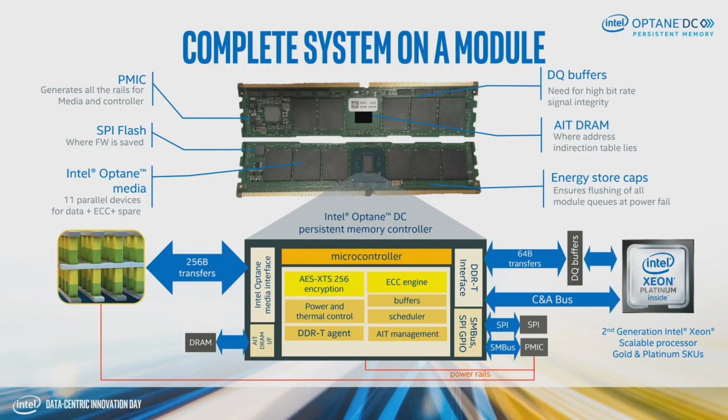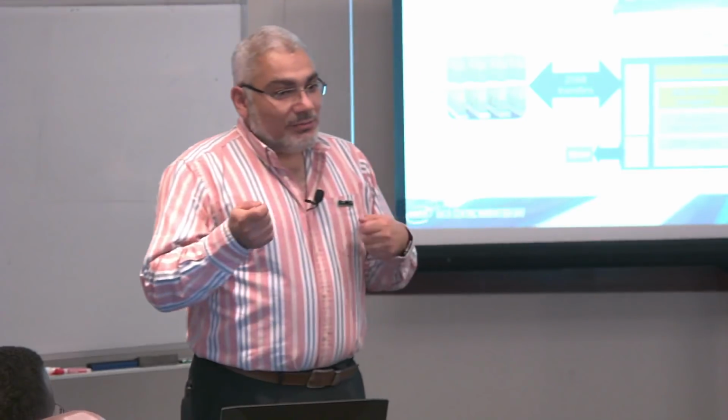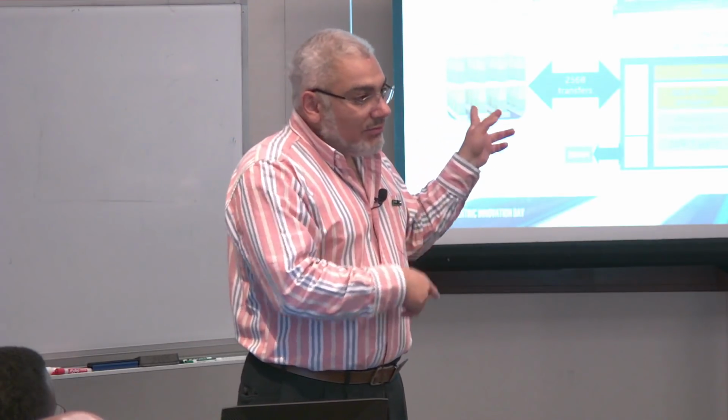The other thing I want to highlight, because Lily will touch on that in a second, is that the transfers to the media happen on a 256-byte granularity. The transfers on the DDR-T bus are on a 64-byte granularity. So we really retrieve 4 cache lines, and we return a cache line there. That has been done for ECC efficiency. So when you see some of the numbers that Lily will be showing in a second, you will understand why that's the case.